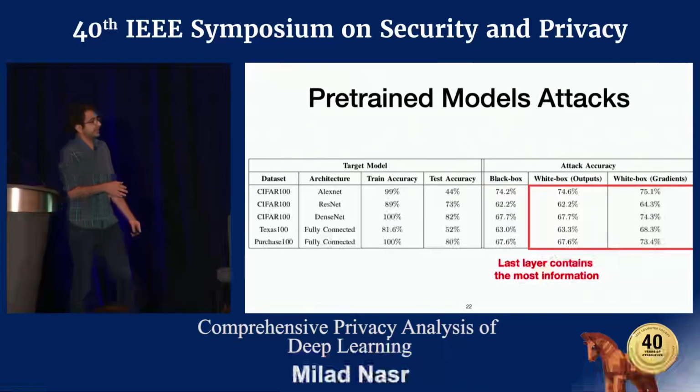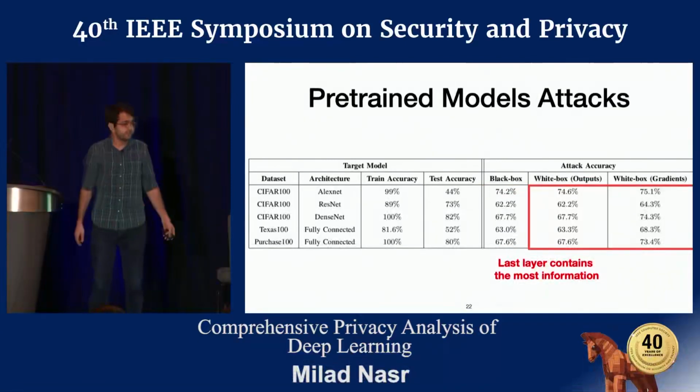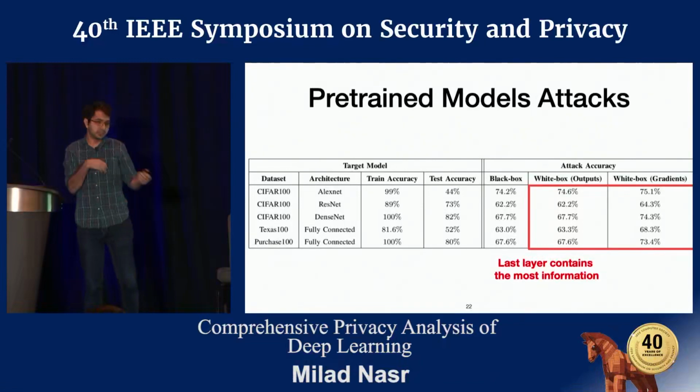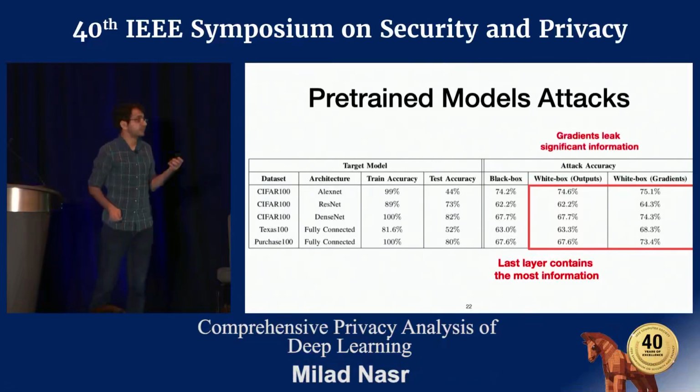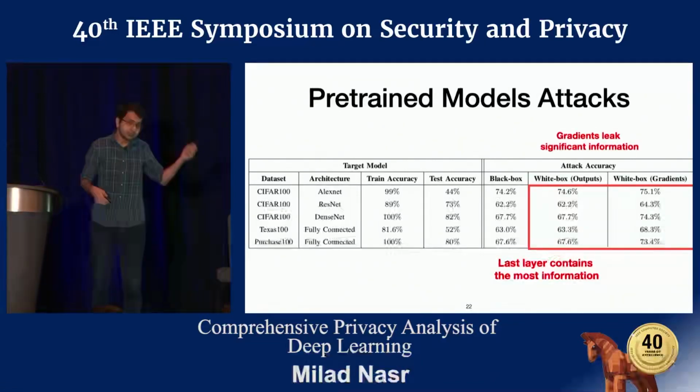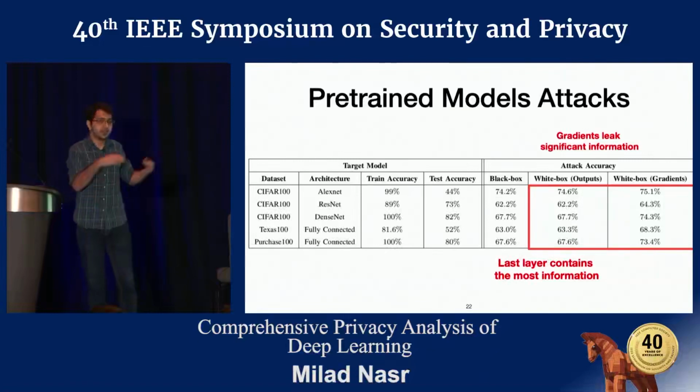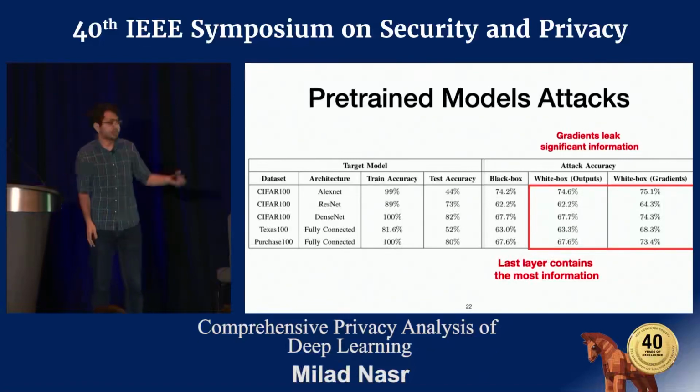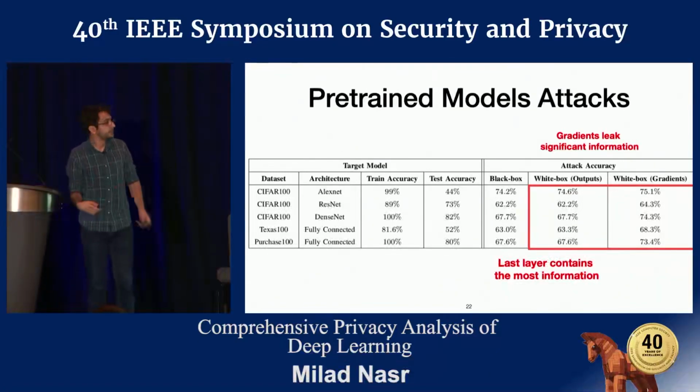But when we compared the case when we compute the gradients, we saw that there is a big jump in the attack accuracy. So we conclude that gradients actually leak information, and all of our hypotheses about the gradients are correct, and the attacker can use gradients to leak more information about the training data.